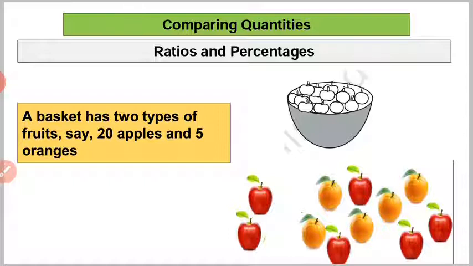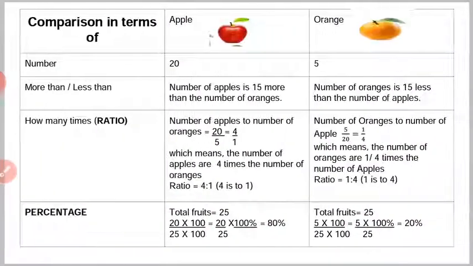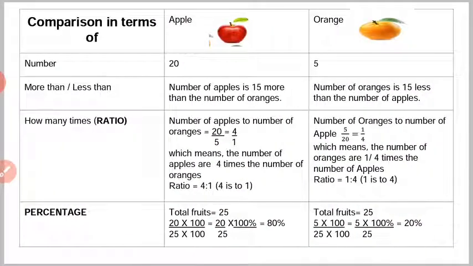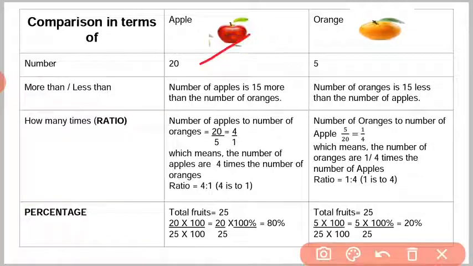Consider a case where we have a basket and there are two types of fruits in it, 20 apples and 5 oranges. Now we are going to compare the number of apples and the number of oranges in terms of number, more than, less than, ratio and percentage. So let us start and understand what it is. In terms of number, we can see that there are 20 apples and 5 oranges.